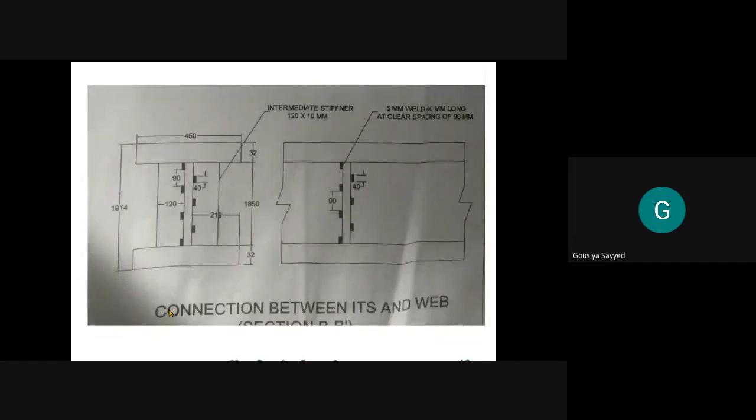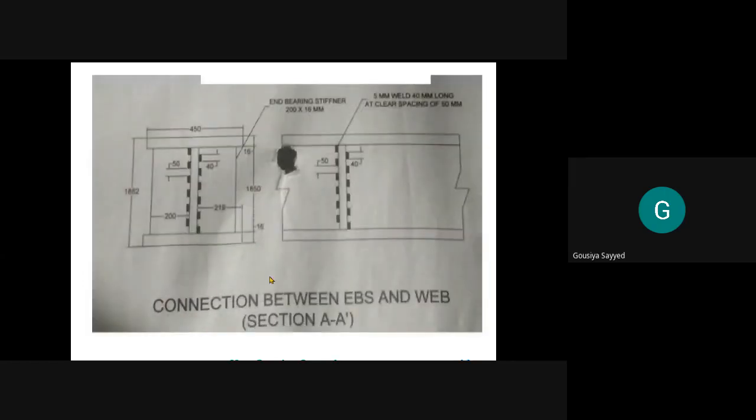In a similar way, you have to show the connection between intermediate stiffeners and weld. Here you have to show the dimension, or the size, of the intermediate stiffeners, which is 120 by 10, and connect them with the web. In the same way, this is the connection between end bearing stiffeners and web. You have to show the size of these end bearing stiffeners as well as the web dimension with welding details. So in this manner, you have to complete sheet number 8.